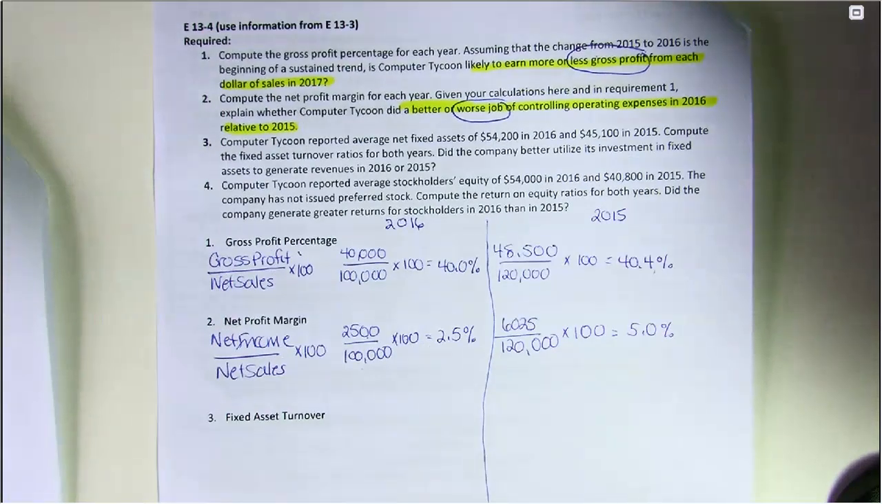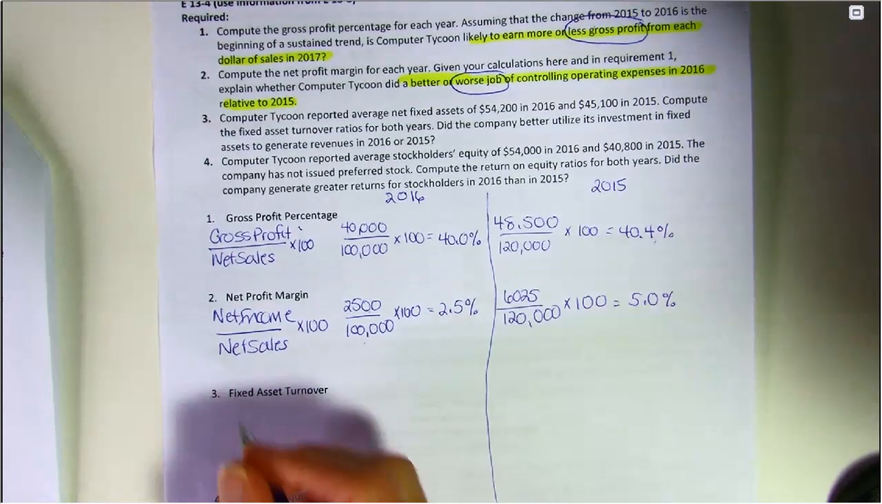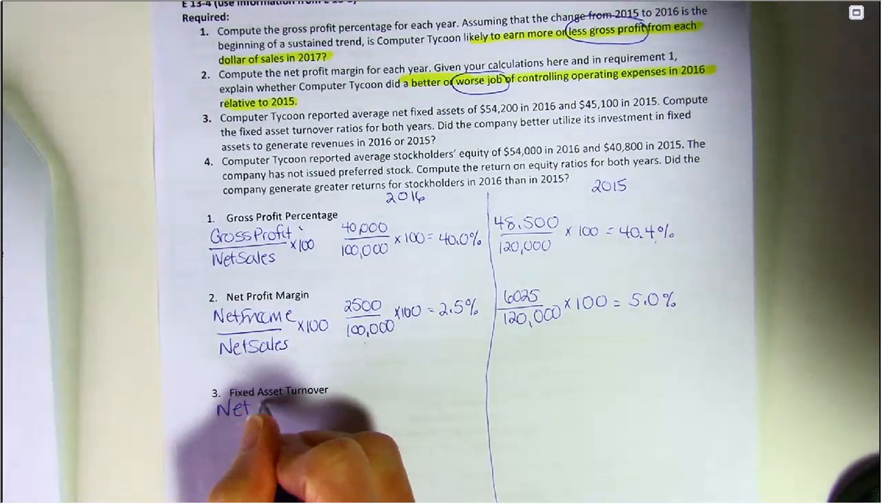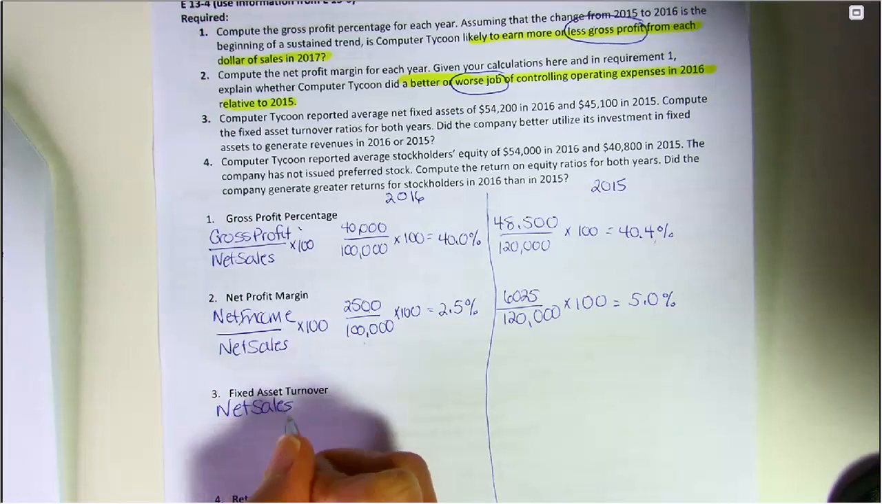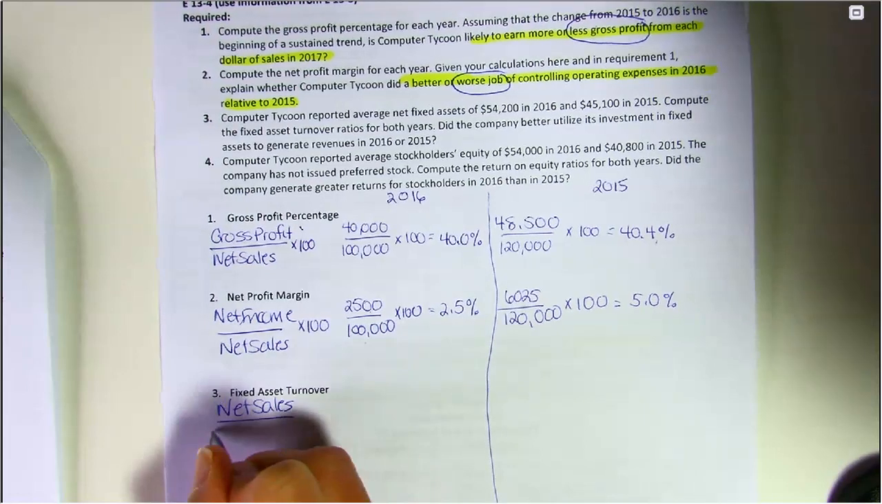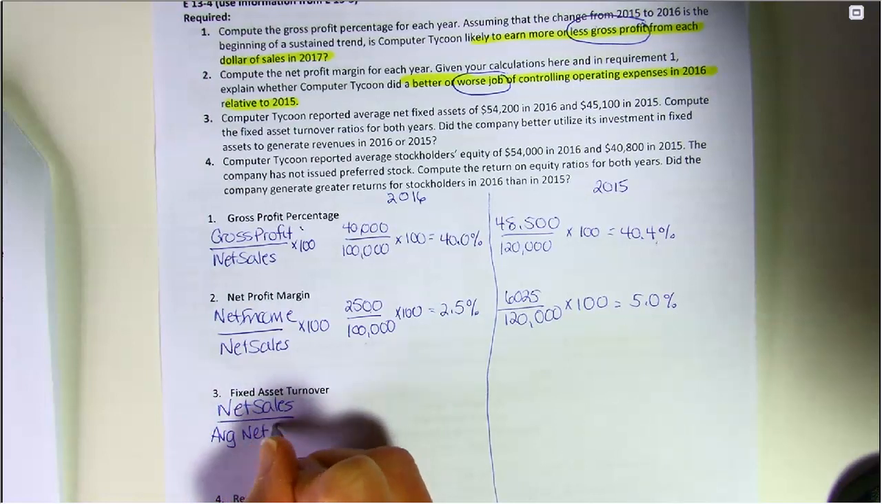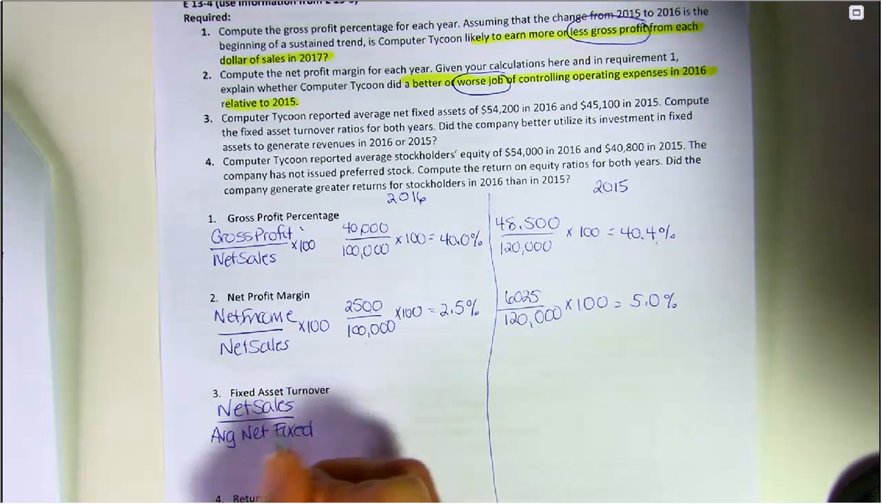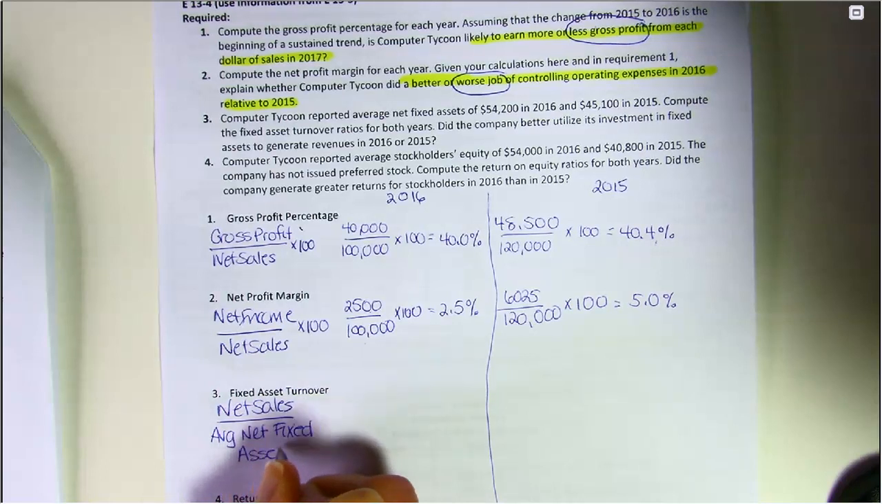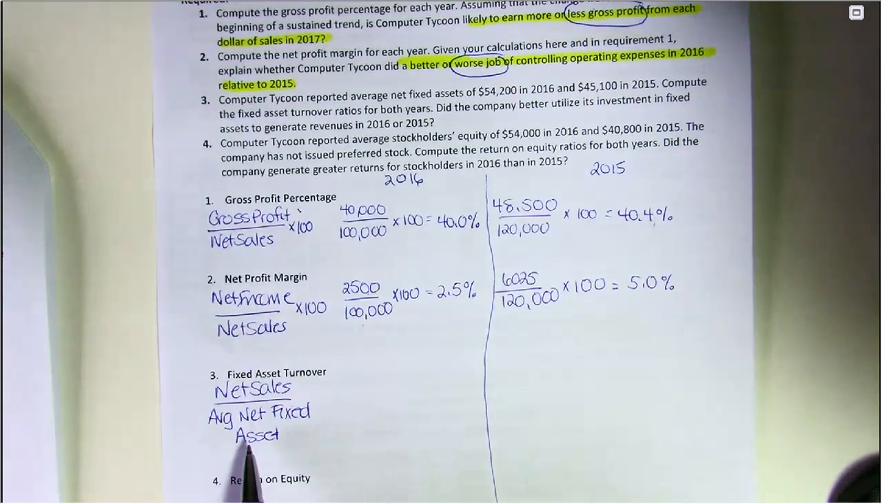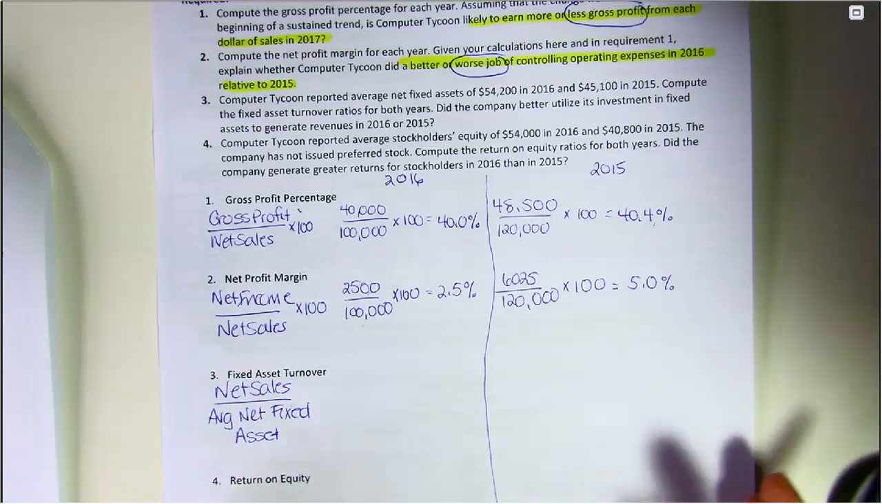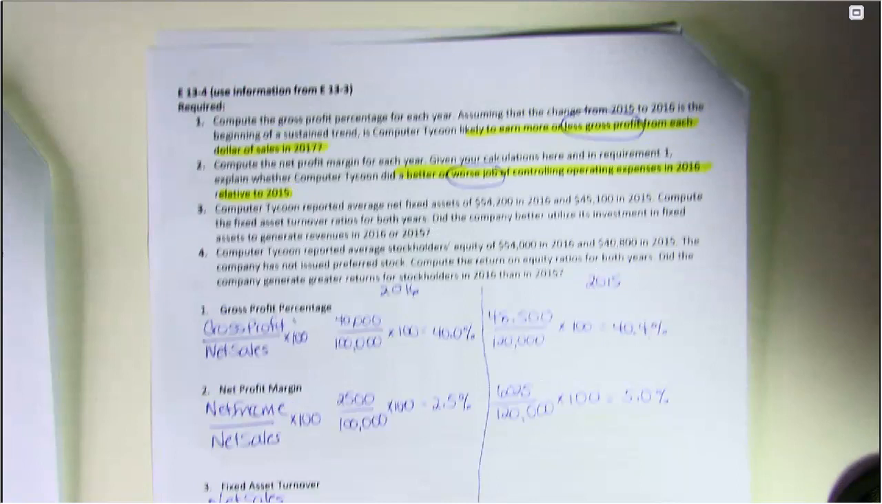Our third ratio is the fixed asset turnover ratio, and here we will take our net sales and we will divide by our average net fixed assets. And again, fixed assets are the same thing as your long-lived tangible assets, and what they are net of is depreciation. We take our long-lived tangible assets and subtract accumulated depreciation, and then we average them. And let's see what information they give us here.